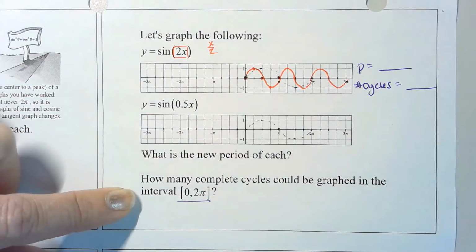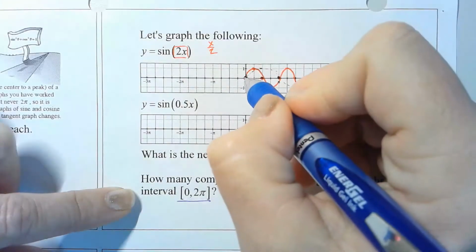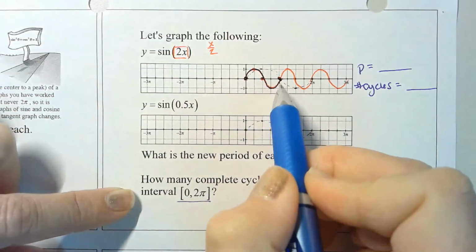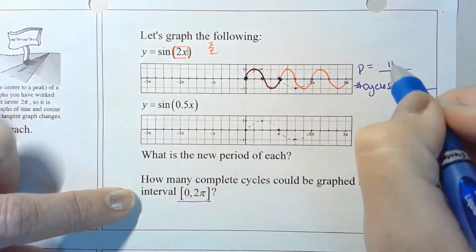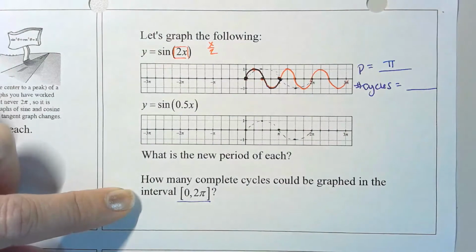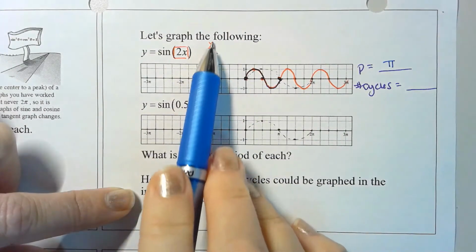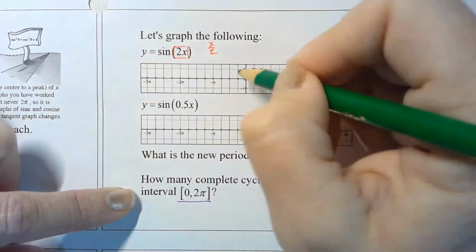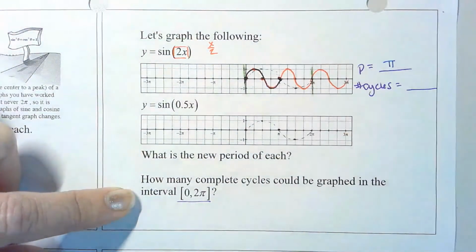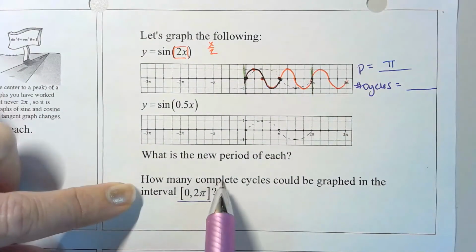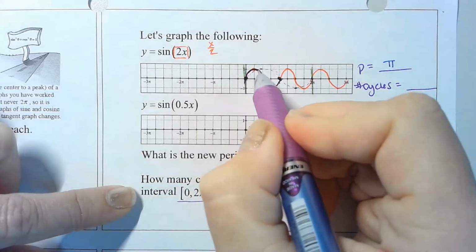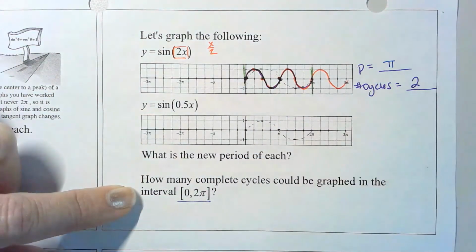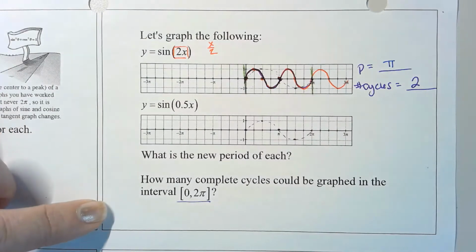So for this graph, what is the new period? Well, remember that first graph I drew was right in here. That S shape finished by the time we got to pi. So the new length of the graph is pi instead of 2 pi, which makes sense because we cut the x's in half. And my original interval was 0 to 2 pi. How many complete cycles did I graph? There's 1, 2. I graphed 2 complete cycles in that same amount of time.